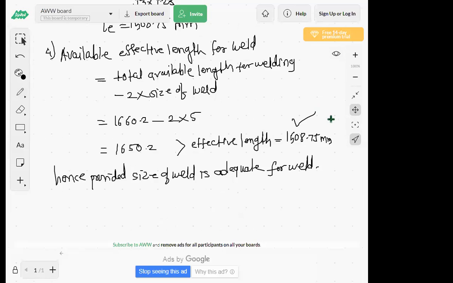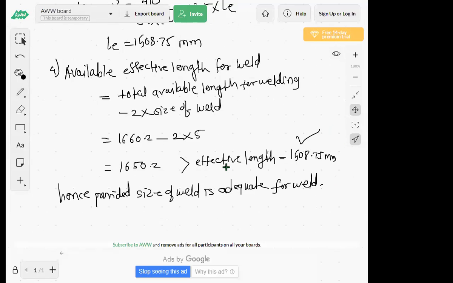So in this way you can solve or design the slab base. The second type of column base is remaining to design, that is the design of gusseted base, that we will cover in the next lecture.